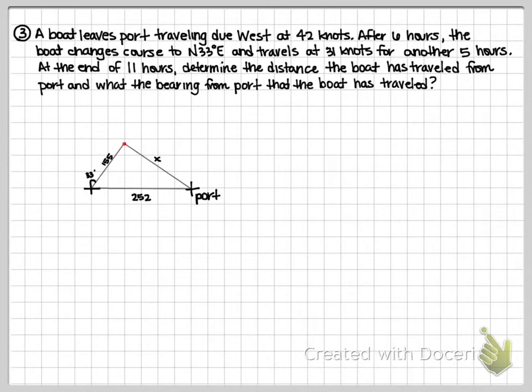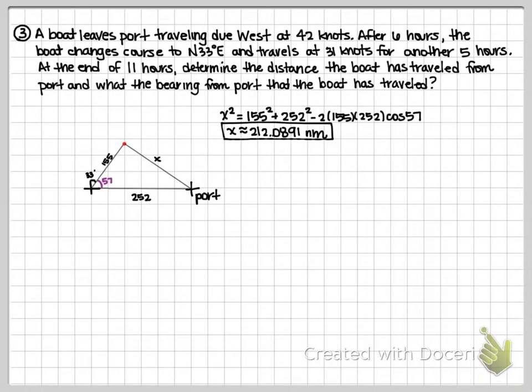Notice that the 33 is on the outside. So to find this angle in the corner, right here, I'm going to do 90 minus 33, which is going to give me 57. So that means that this angle is 57 degrees. All right, now that I know that, I can set up my law of cosines. So I'm going to pause, see if we match. Okay, so I ended up with a distance of about 212 nautical miles.